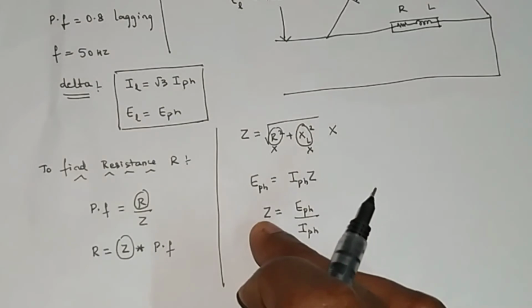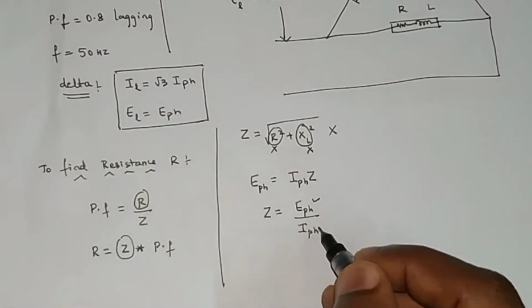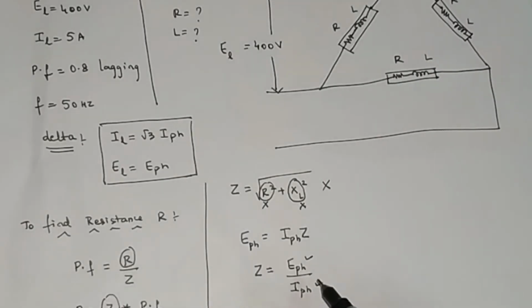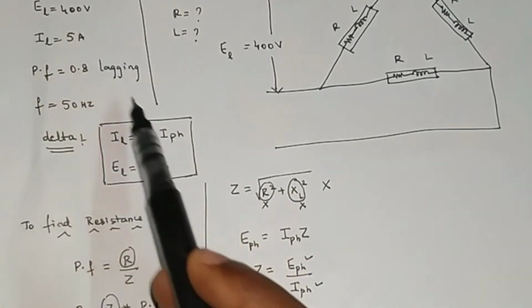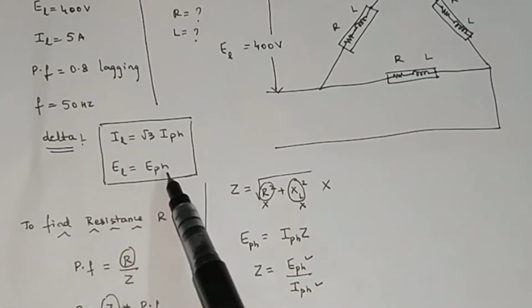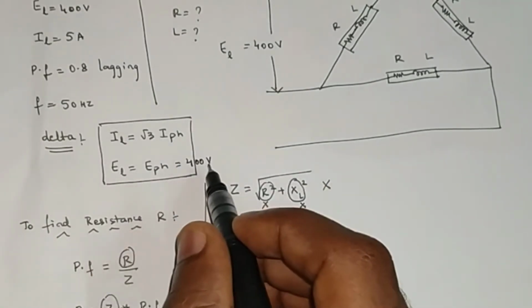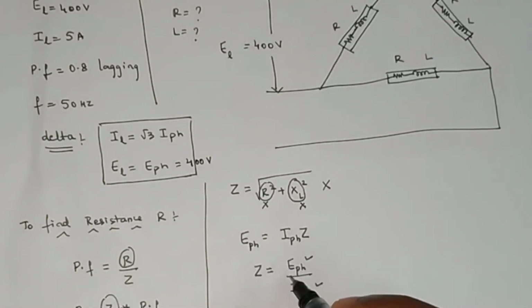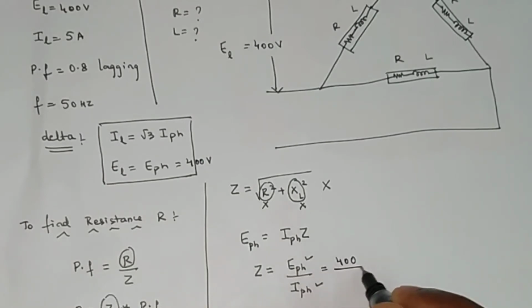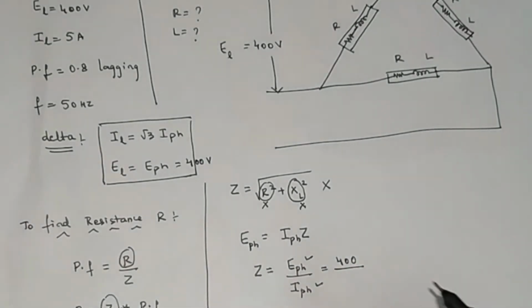So to find this impedance value, I need phase voltage and phase current. Phase voltage is not given, but line voltage is given. But we know that in delta connection, line voltage is equal to phase voltage. So it is nothing but 400 volt. Line voltage will be equal to phase voltage. Therefore, impedance will be 400 divided by phase current.